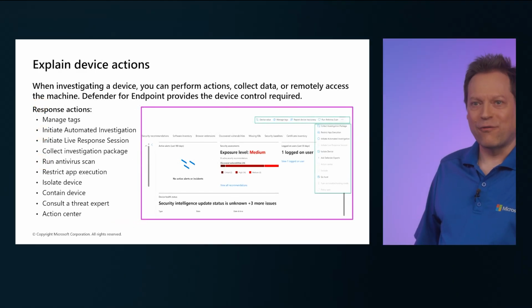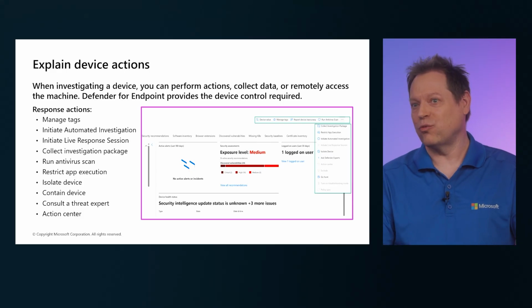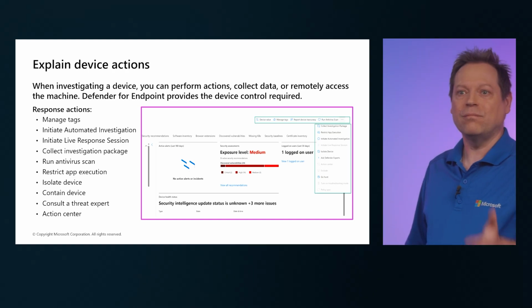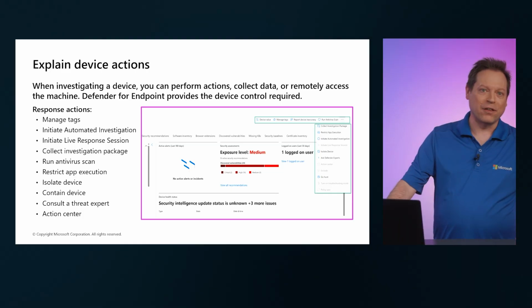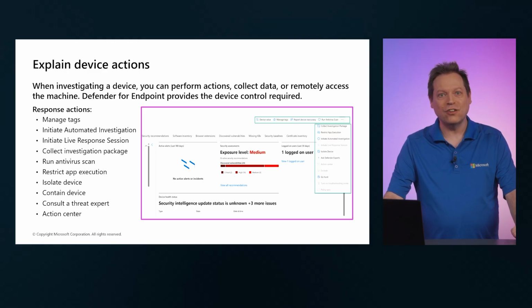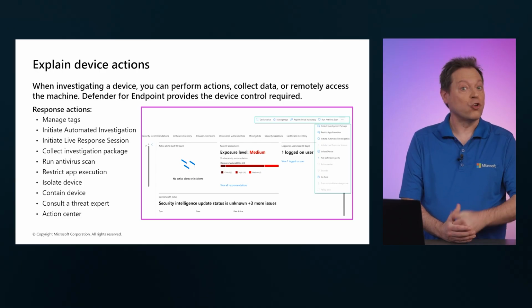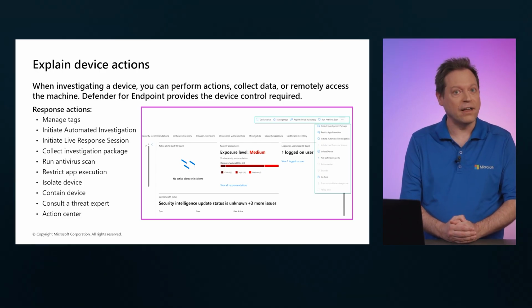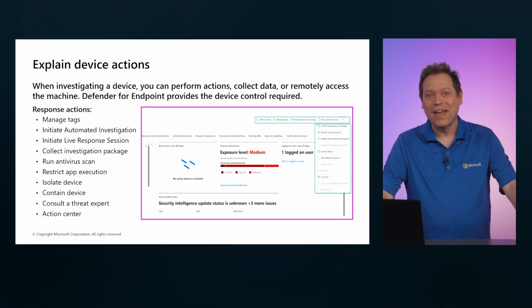When you're investigating a device, Defender for Endpoint gives you device control so you can respond without switching tools. You can perform actions, collect data, or remotely access the machine. Common response actions include managing tags, initiating an automated investigation, starting a live response session, collecting an investigation package, running an antivirus scan, restricting app execution, isolating the device, containing the device, consulting a threat expert, and reviewing the activity in the Action Center.